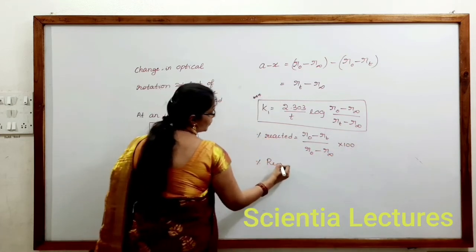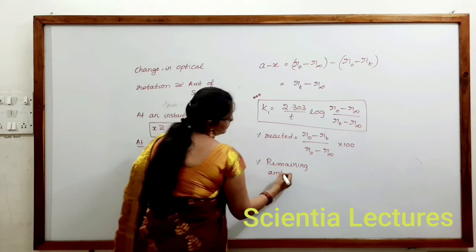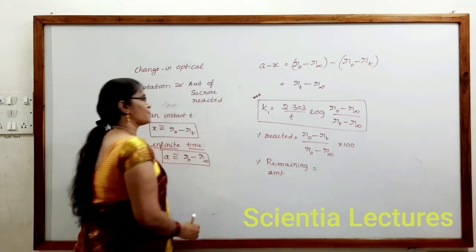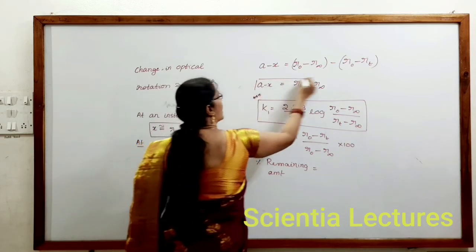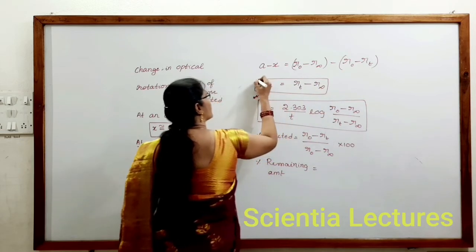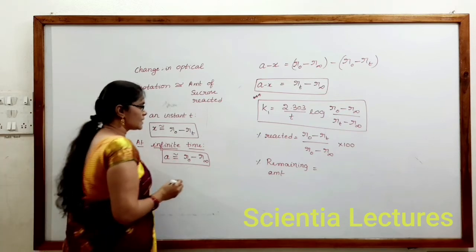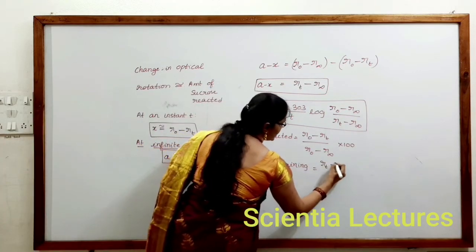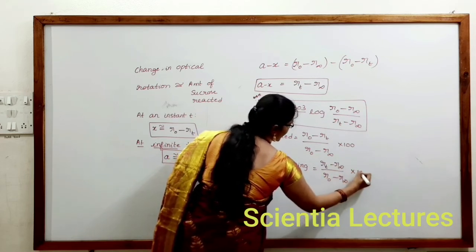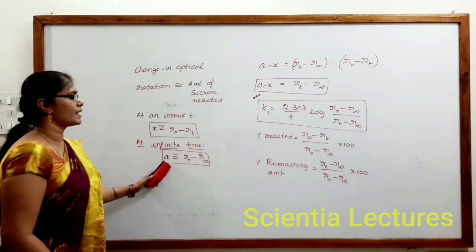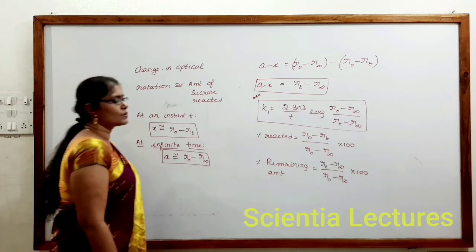The percentage of remaining amount of sucrose must be equal to A minus X by A. What is A minus X? A minus X is equal to Rt minus R infinite. So A minus X by A is Rt minus R infinite divided by R naught minus R infinite, into 100.